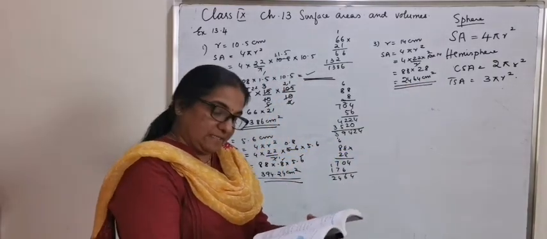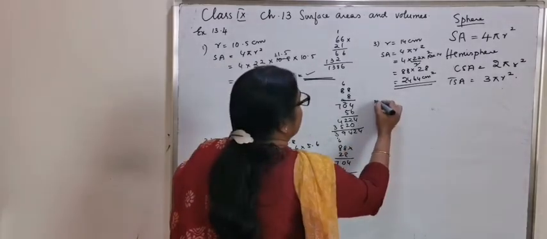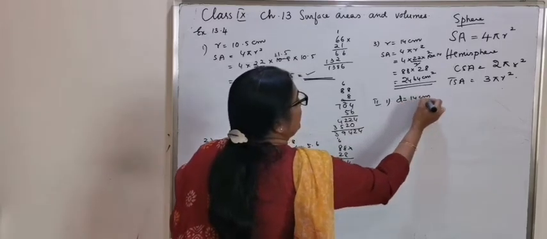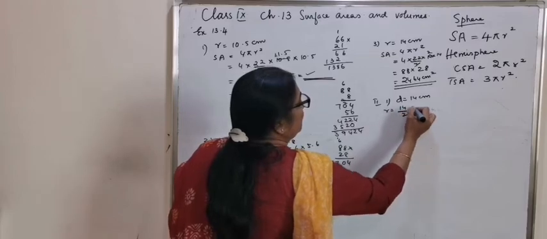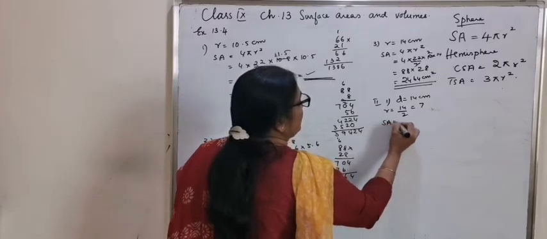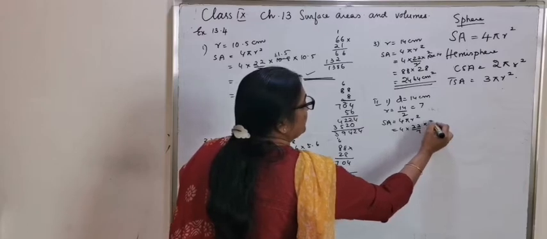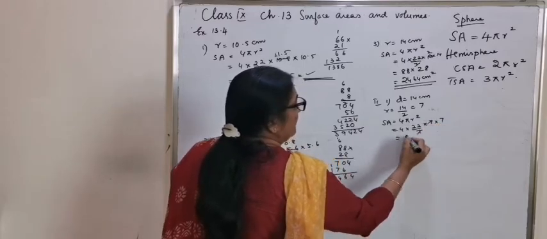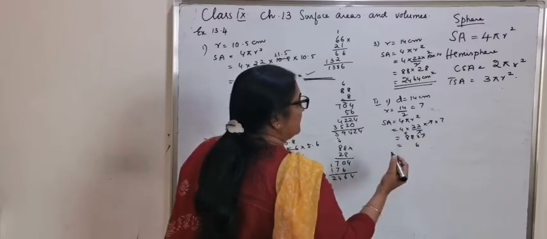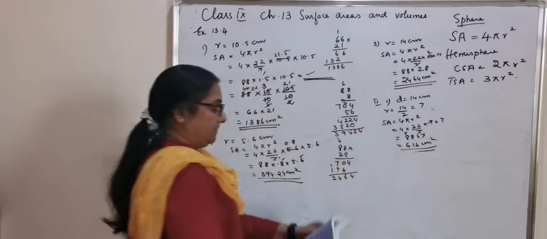The second question is, find the surface area of a sphere whose diameter is 14. Only the diameter is given. Number 1, the diameter is equal to 14 centimeter, therefore radius is equal to 14 by 2, which is equal to 7. Use the same formula. Surface area is equal to 4 pi r square, 4 into 22 by 7 into 7 into 7. So 88 into 7. 8 7s are 56 plus 5, 61 centimeter square.